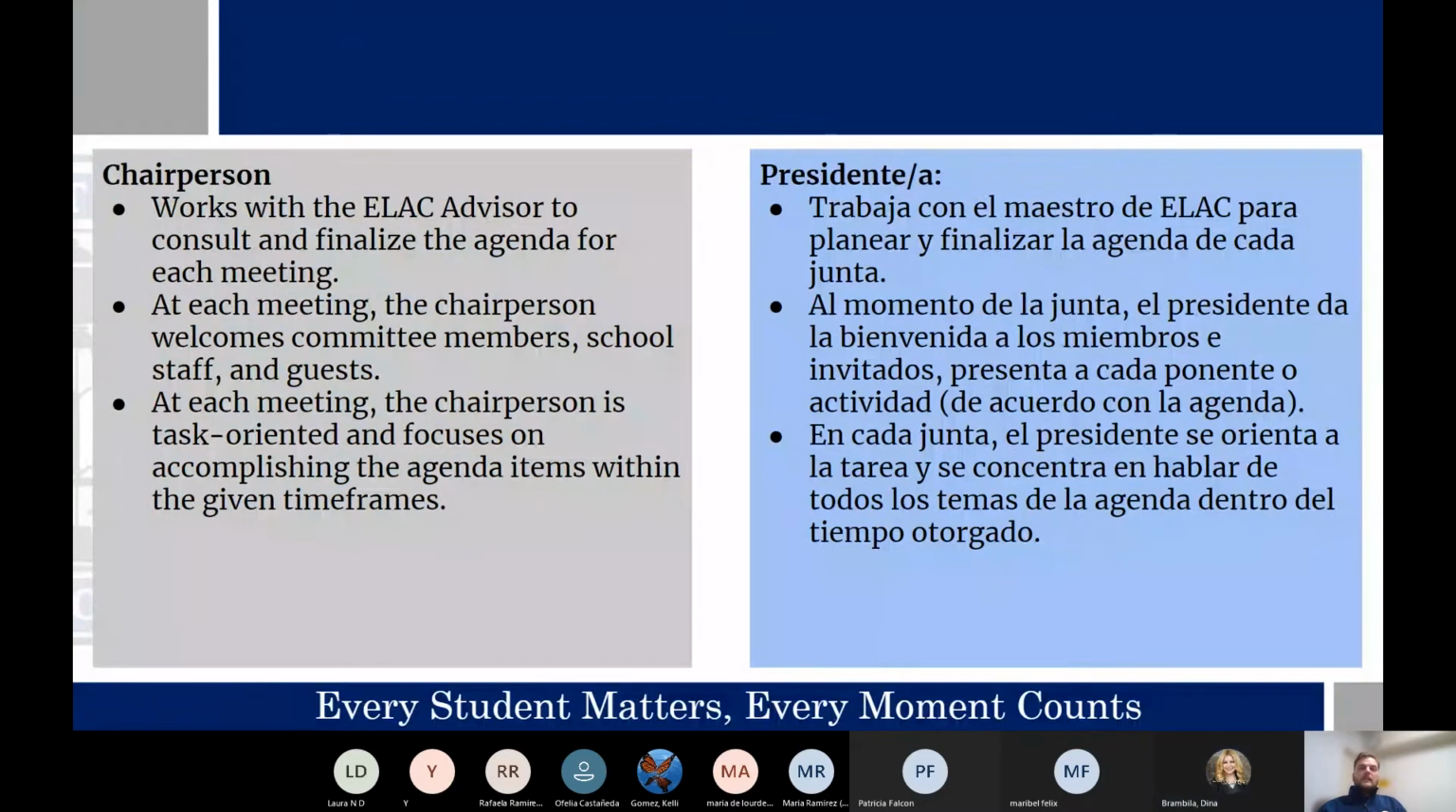So essentially, I'm going to summarize these for you, is that the chairperson will work with the ELAC advisor, which is myself, to consult and finalize the agenda for each meeting. So I will reach out to this person before each meeting and figure out what needs to be on the agenda and what we need to accomplish.